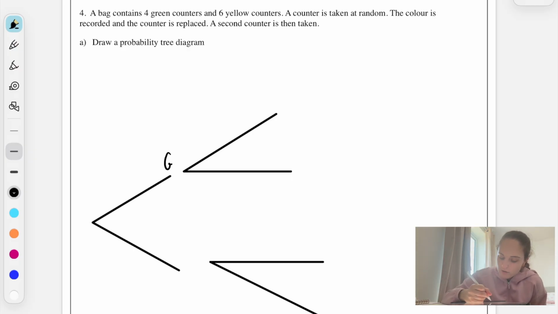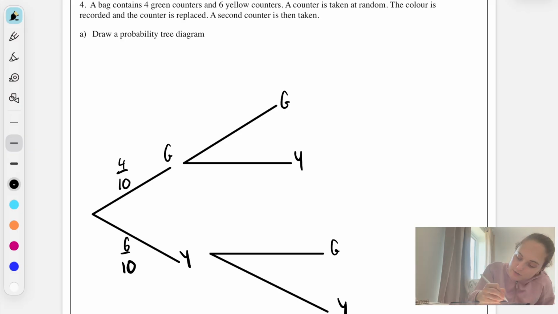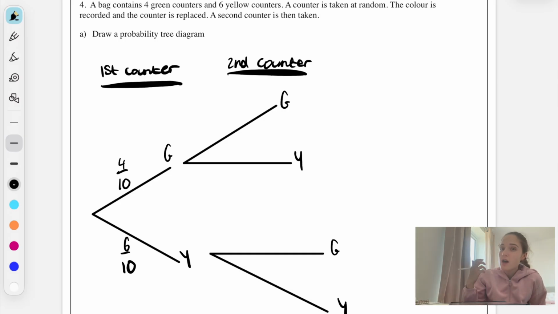So I'm going to put G for green, Y for yellow, G for green, Y for yellow, G for green, Y for yellow. It contains 4 green and 6 yellow, so the probability of green is going to be 4 over 10, and the probability of yellow is going to be 6 over 10. Now this is for the first counter, so I'm going to include a little label up here saying first counter, and a label up here for second counter. This means the first branches are for the results from the first counter and the second branches are the results from the second counter.